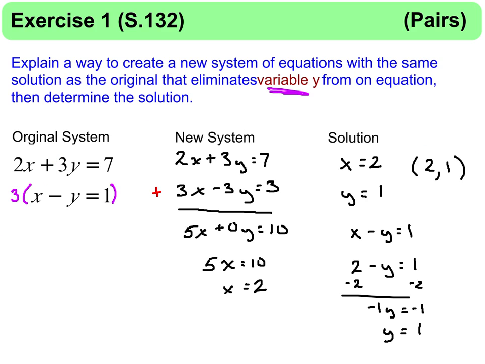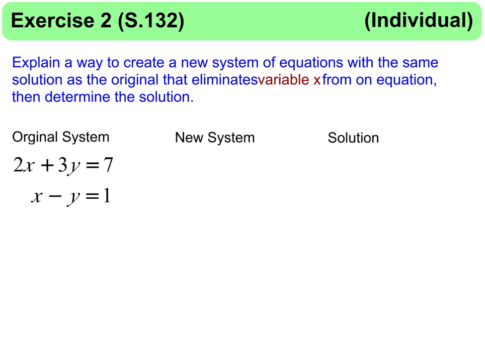In exercise 2, we give the students an opportunity to have the same system. So same system we looked at last time. But this time, we want to give them the opportunity to eliminate variable x. The goal of this exercise is for a student to realize you can eliminate either the x or the y first, and when you get to the solution at the very end, the solution will be the same. So we already know the expected solution is going to be 2, 1. We just want to confirm that.